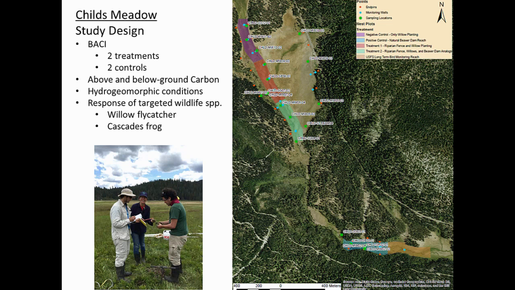Interestingly, we've seen two sensitive species, the Cascade frog and the willow flycatcher, have reoccupied this area now that the beavers have come back in naturally. And so it provides a nice positive control or a reference state condition for a study.